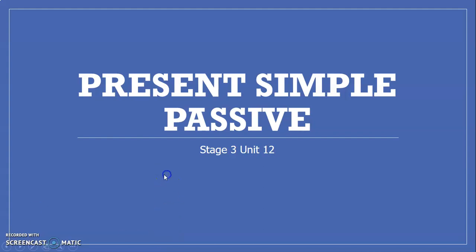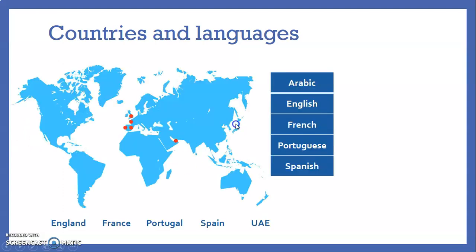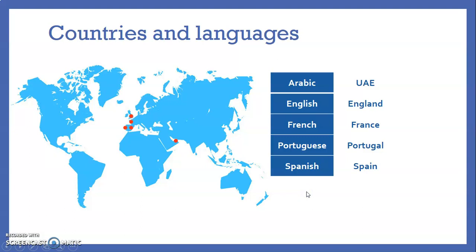So to just introduce this, I would like to talk about countries and languages. So your country would be the UAE, and your language would be Arabic. My country is UK, England, and my language is English. So I've put a little world map together. Here we have 5 countries: England, France, Portugal, Spain, the UAE, and languages that they speak. So just quickly, UAE speaks Arabic, and you can easily match the other 4. So England, French, Portuguese, and Spanish.